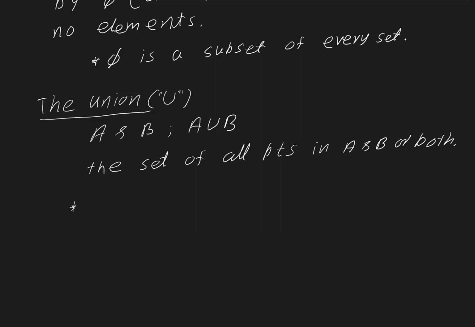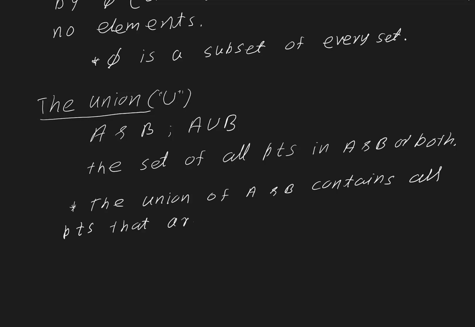That is, the union of A and B contains all points that are in at least one of the sets. Let me write down. The union of A and B contains all points that are in at least one of the sets.